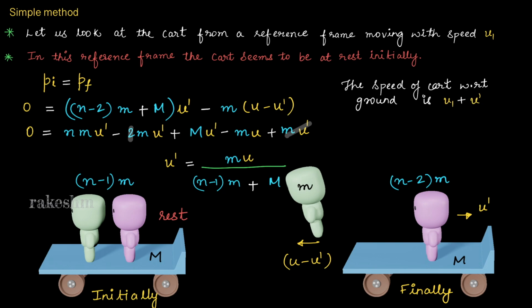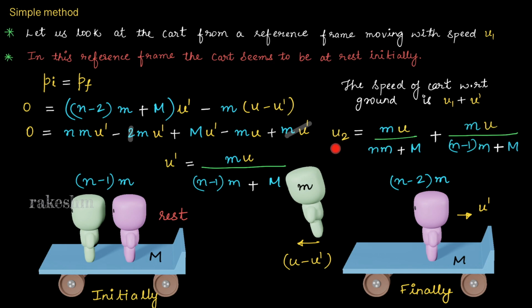If the speed of the cart with respect to the reference frame is u dash, then the speed of the cart with respect to the ground is u1 plus u dash. See, the reference frame was moving towards the right with speed u1. So that is why with respect to the ground it becomes u1 plus u dash.